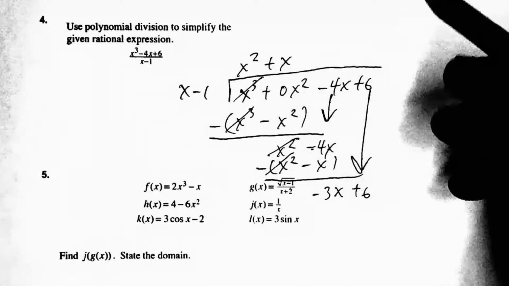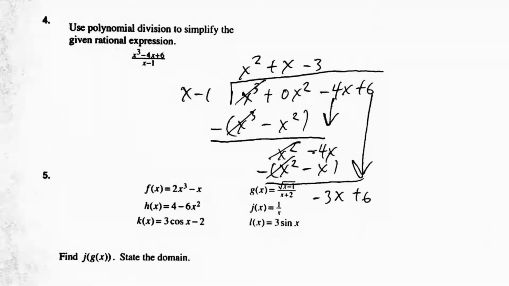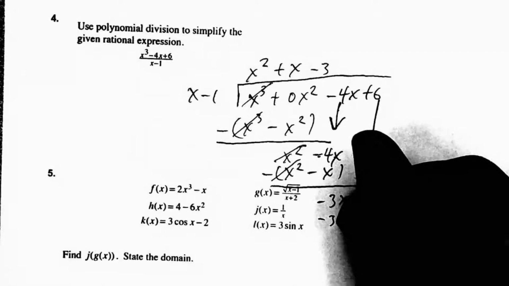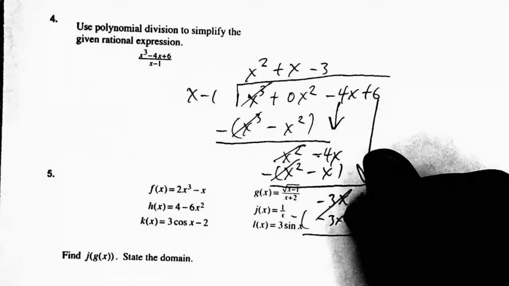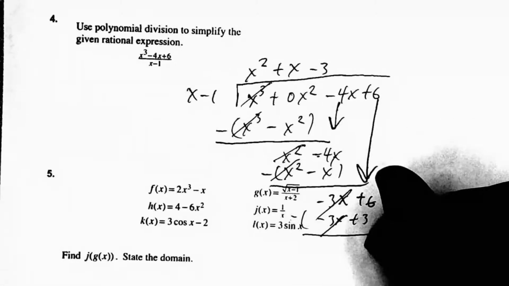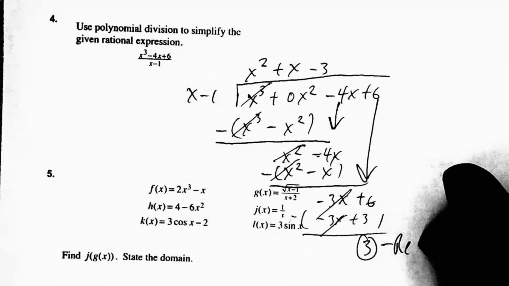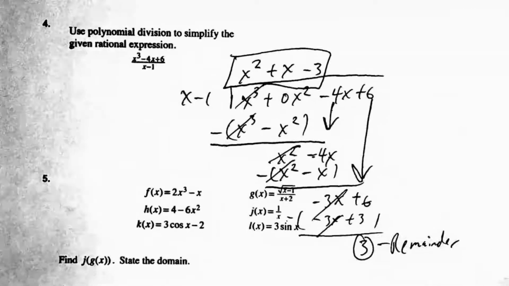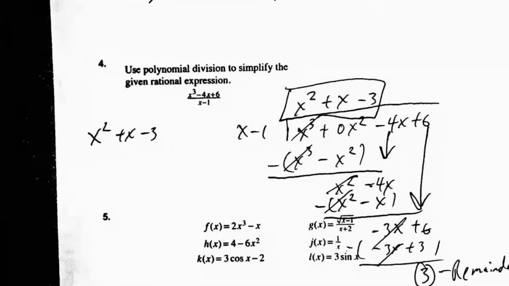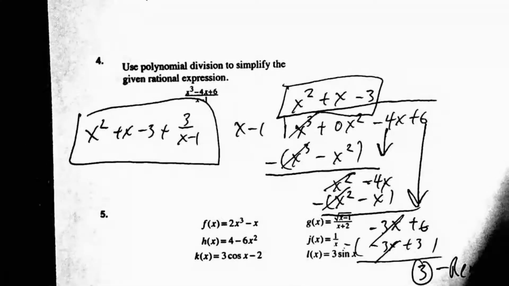Again, one more time. What times x is negative 3x? That'd be negative 3. Negative 3 times x is negative 3x. Negative 3 times negative 1 is 3. Subtract the whole thing. Cancel, cancel. 6 minus 3 is 3. This is my remainder. So my answer is this plus my remainder. I'll write it over here: x squared plus x minus 3 plus 3 over x minus 1. That is my solution.